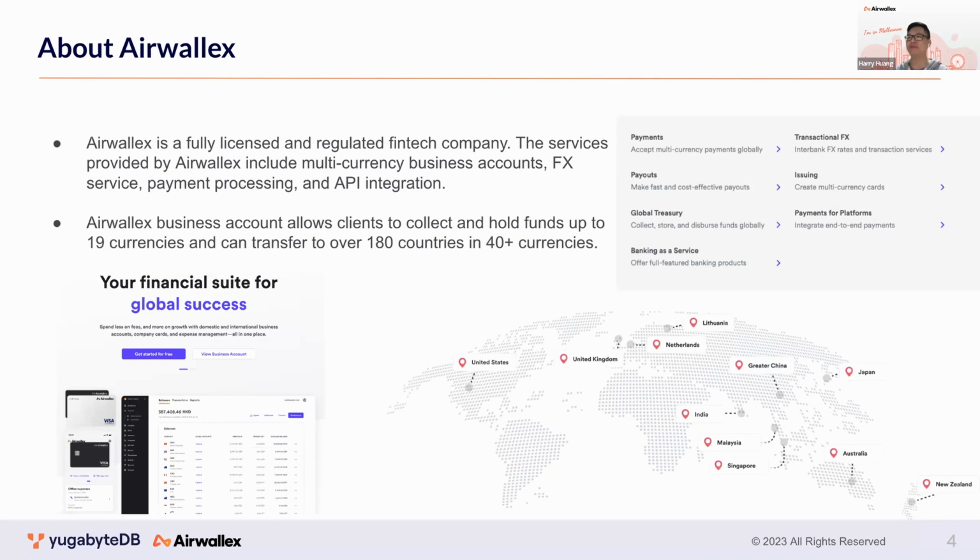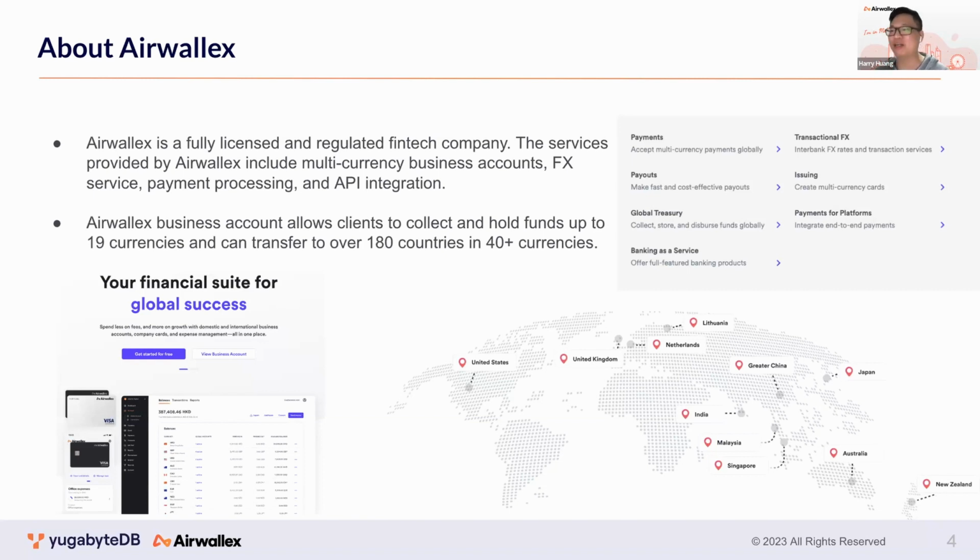And the Airwallex business account allows our clients to collect and hold funds in up to 19 currencies at the moment, and can transfer to over 180 countries in 40-something currencies at the moment, because the currency and country coverage is growing every day. So my data may be outdated. You can check our website to see what the latest state is.